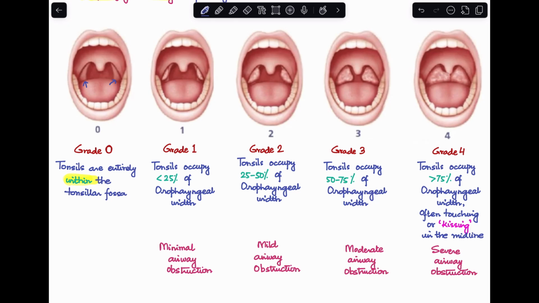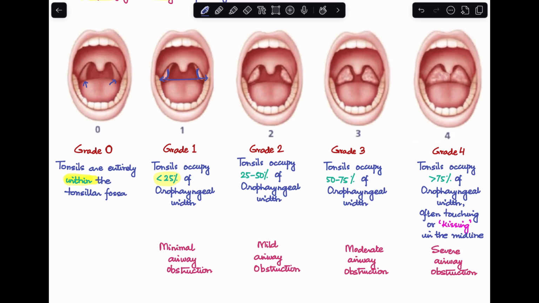Next is grade 1, when the tonsils occupy less than 25% of the oropharyngeal width. So this is the oropharyngeal width, and you can see the tonsils over here. They are occupying less than 25% of the oropharyngeal width. In this case, there is a very minimal airway obstruction seen.